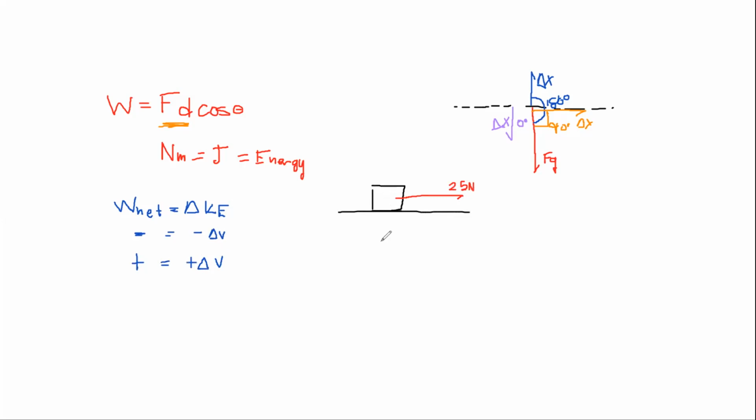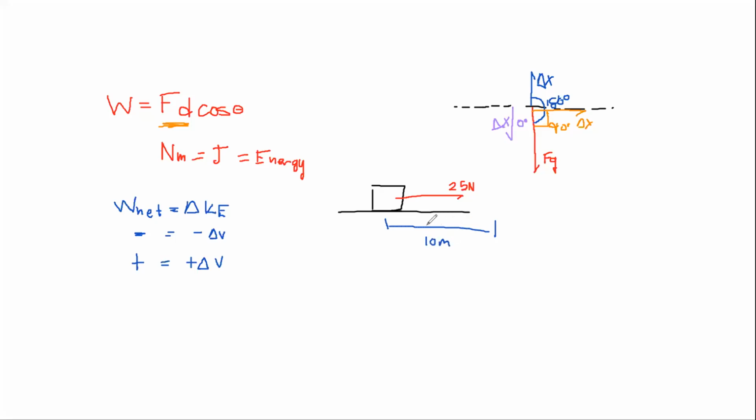So if you notice, gravity is perpendicular, normal force is perpendicular. They're not going to do work on the box as we move it sideways. I'm going to say that I'm going to move this box over 10 meters. So it's going to go 10 meters to the right, and it's moving to the right.